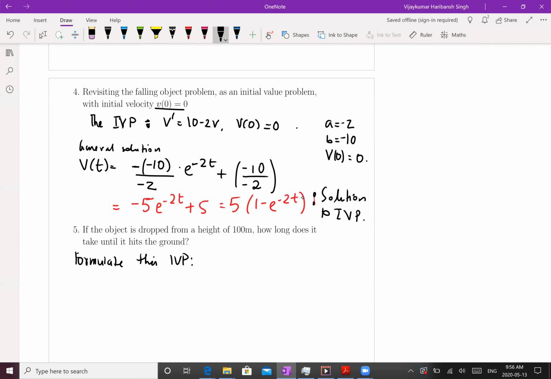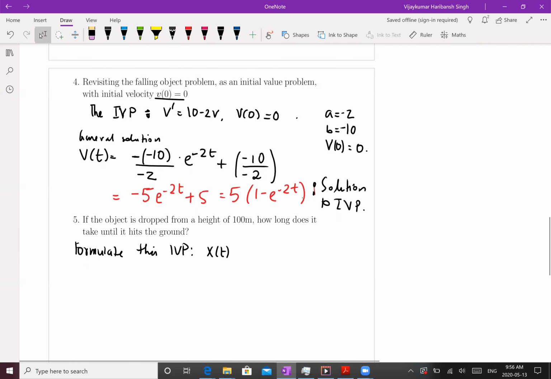So what do we get? For the drop, let's call that X variable, x of t. So again, if you want, we can draw a picture of this. So the idea is, let's say this is ground. So this is your ground. This height is 100 meters and your object is falling down with velocity v, right?